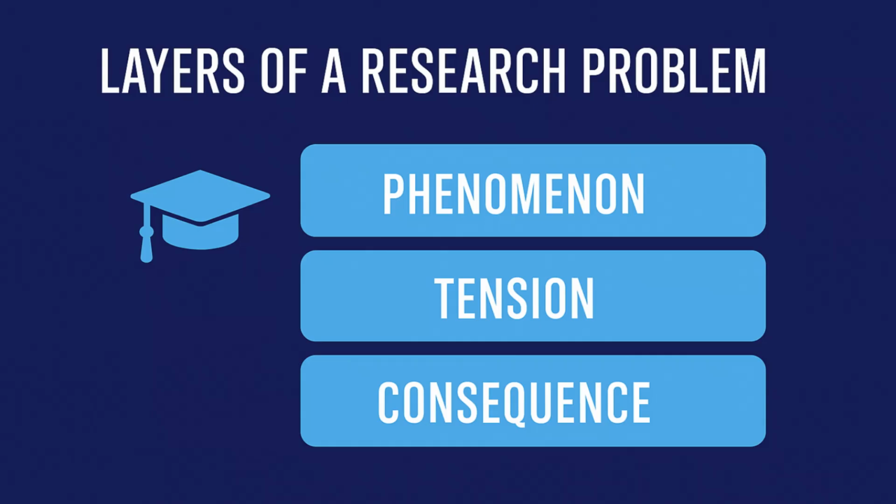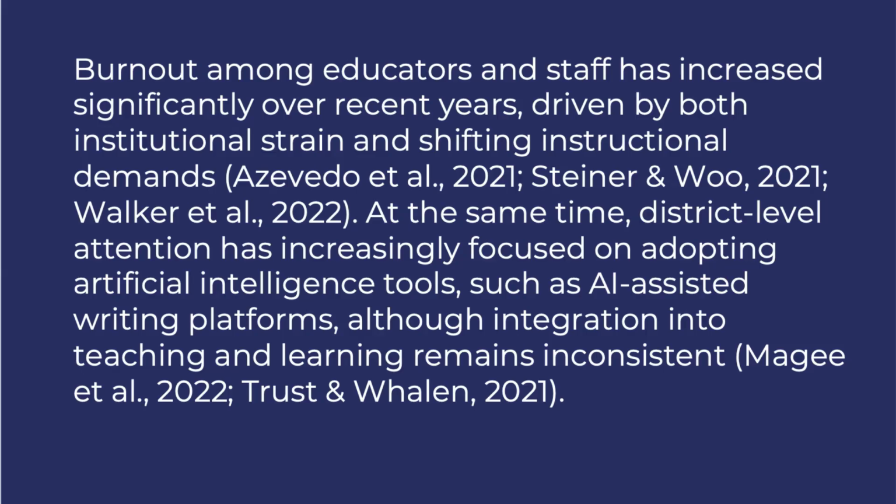You do not need to overwhelm the paragraph with citations, but 3 to 5 well-selected references can show that the phenomenon is real, the tension has been noticed, and the consequence is plausible. Evidence gives your writing legitimacy and situates your problem within a documented field of concern rather than a personal impression.